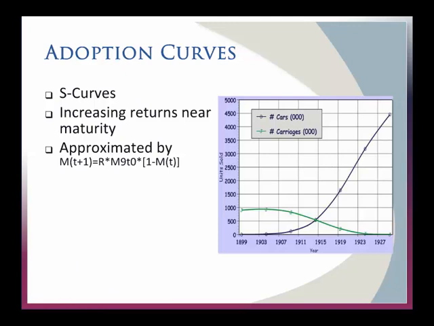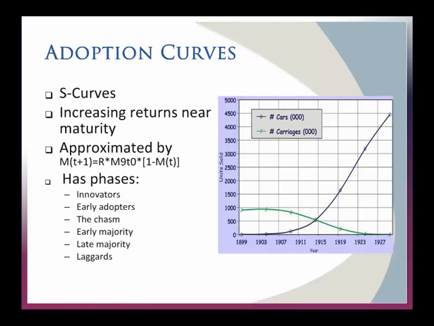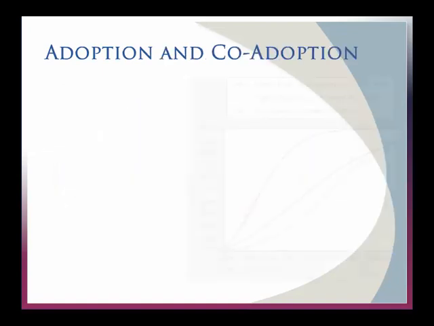Now, it's approximated by this equation, which we won't get into, but here's the most important part of this whole section. We're going to show you a graph in a minute that shows you this. It has these phases. It has a group called innovators. It has a group called early adopters. Then it has more of an event. It's not a group. It's an event called the chasm that has to be crossed before you can get to early majority, late majority, and laggards.